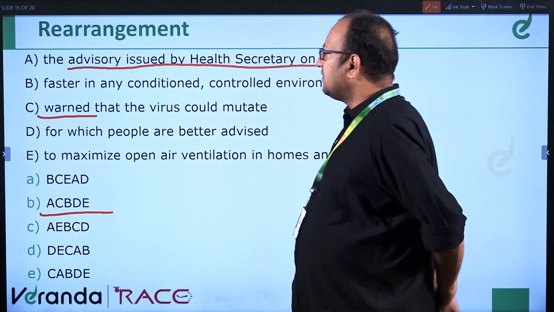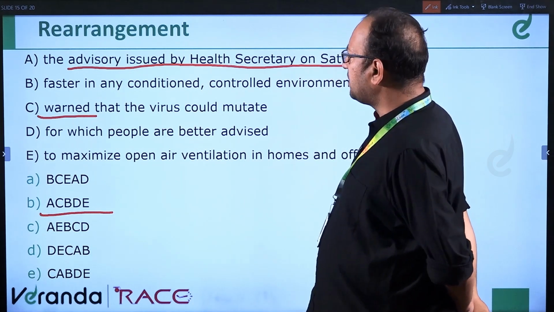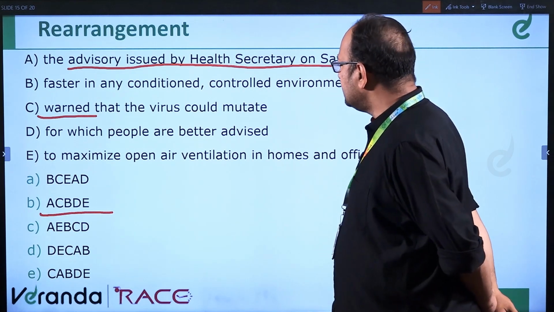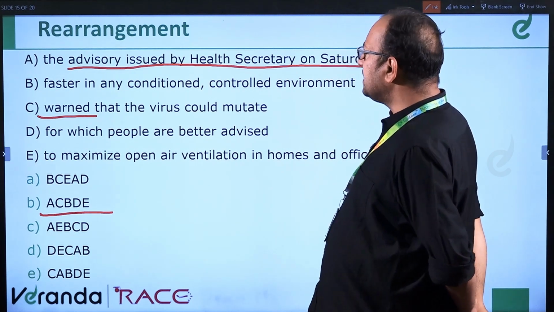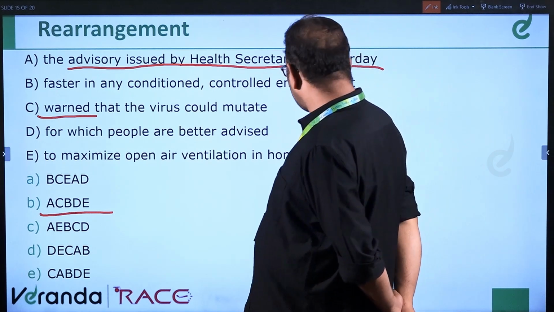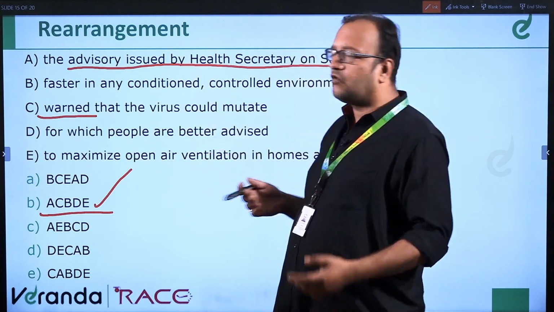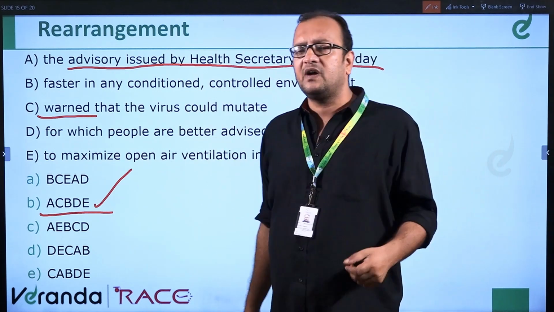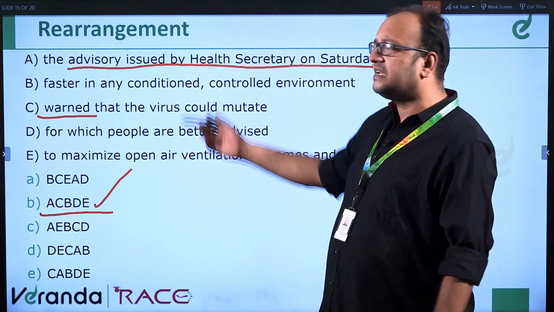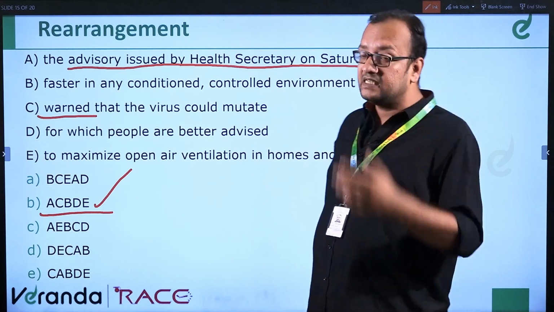Let's read it. The advisory issued by the health secretary on Saturday warned that the virus could mutate faster in any conditioned controlled environment, for which people are better advised to maximize open air ventilation in homes and offices. This was the correct answer. See, in C we found warned is there. Warned is a verb which requires a subject before it. Subject is there in A, so we can find an option in AC. So ACBDE is the correct answer.